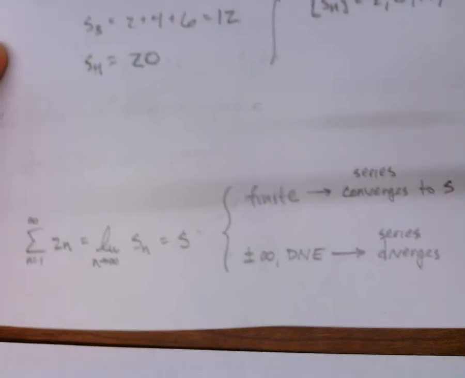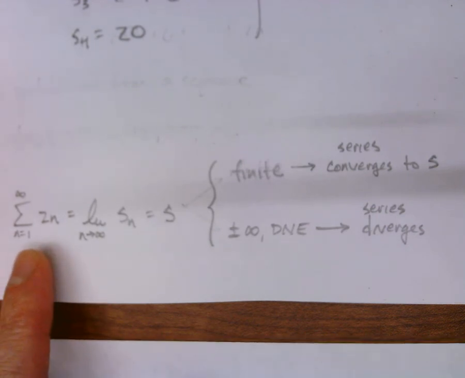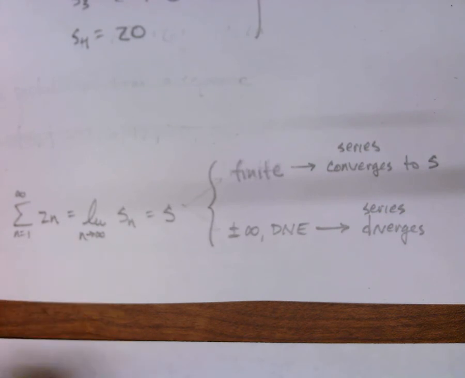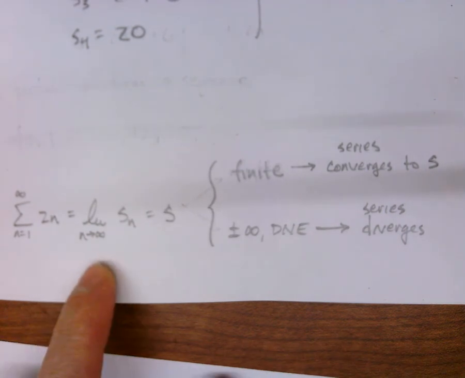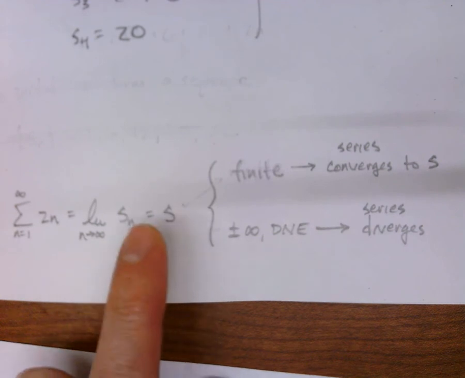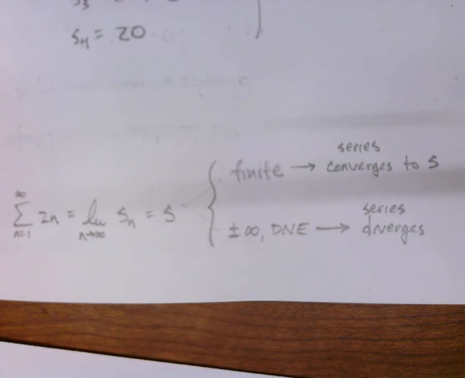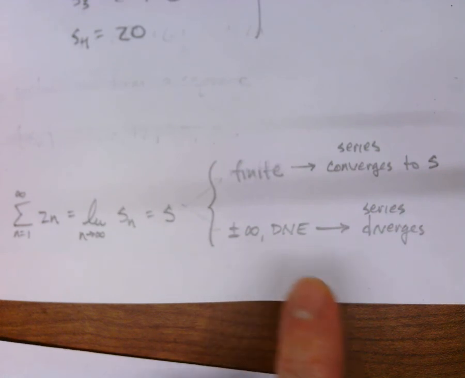I noted this at the bottom. I'm really just saying the same thing, but in mathematical terms. I've got my summation from n equals 1 to infinity for my sequence, 2n. I'm going to take the limit of my new partial sum sequence. I'm going to call that S, for the sum of the entire thing. If that's finite, then I know my series converges to S. If it is not finite or it does not exist, then my series diverges.